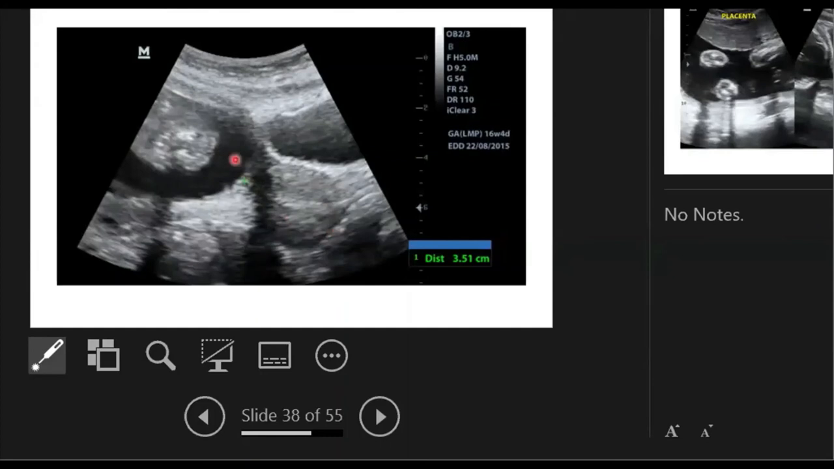But we are saying we are at the internal os here, and the walls have separated because a pool of fluid covered by some membranes has gone in between. And this patient will maybe have a threatening miscarriage. And it usually happens in patients with cervical incompetence. Is it clear? Okay.